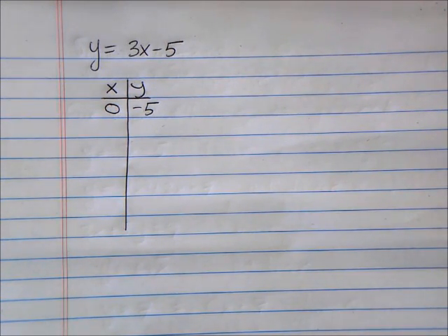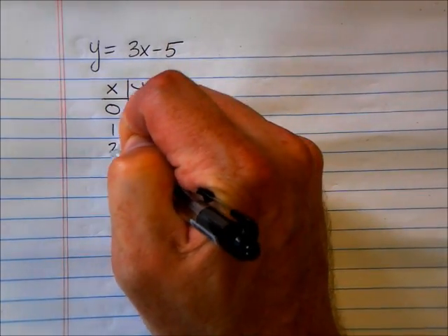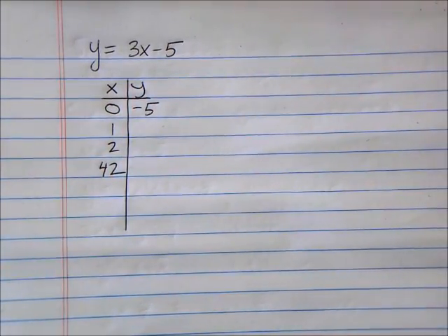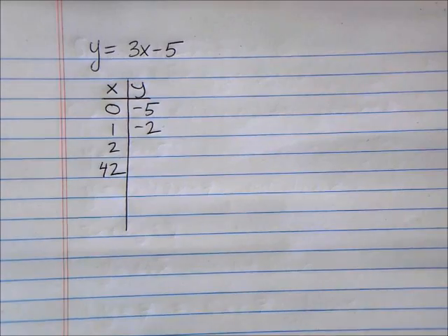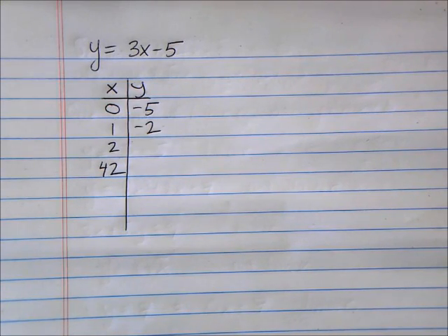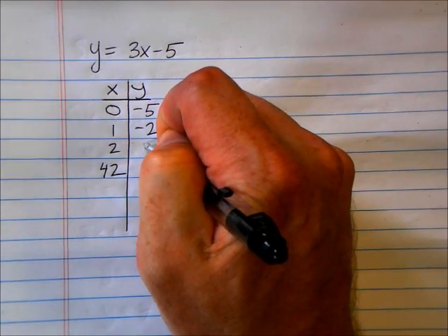And then generally, I pick 2 positive numbers and I pick 2 negative numbers. So give me 2 positive numbers. 1 and 2. I'm going to plug in 42 just for fun. I'm not going to ignore it. There's nothing wrong with the number 42. We will just see that the number 42 would make things kind of difficult to graph, I think. So we'll see what happens. All right, so what happens when I plug in 1? What do you get when you plug in 1? -2, because you get 3 minus 5, that's -2. And when you plug in 2, 3 times 2 is 6, minus 5 is 1.